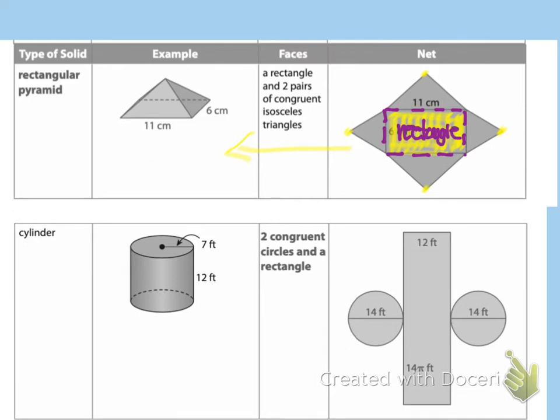And actually 2 of the pairs are congruent. These 2 triangles over here are congruent, the one over here and the one over here. And then you've got your ones over here. These are going to be congruent because they're on the 2 opposite sides of a rectangle, which are congruent.